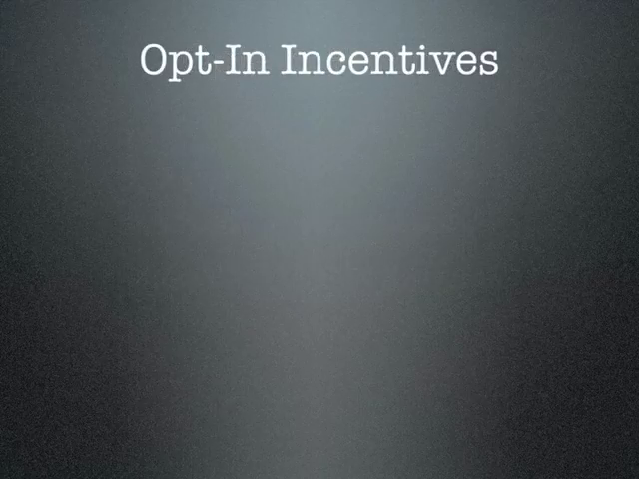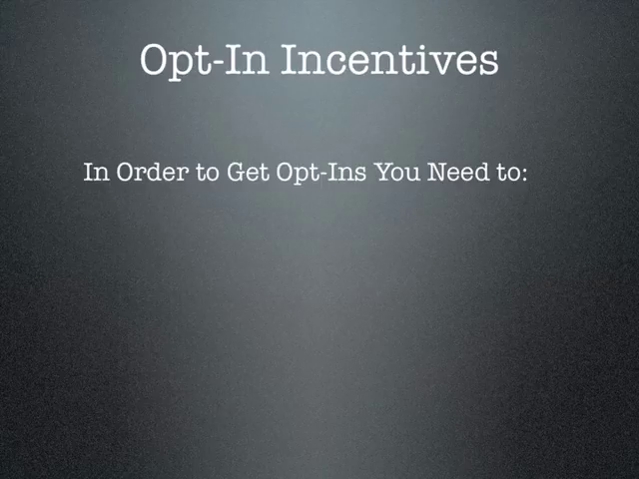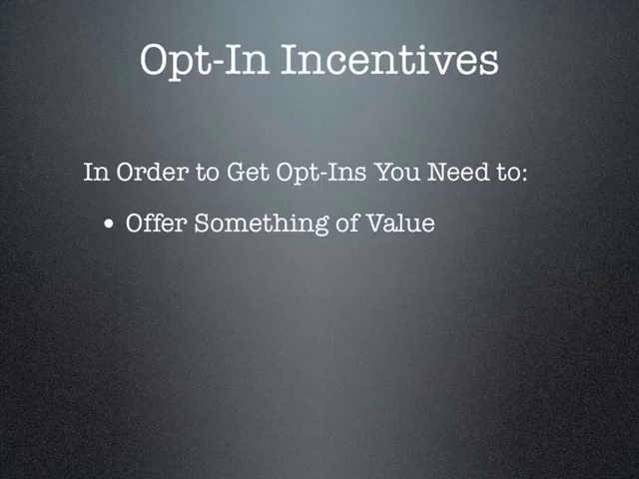So let's look at those opt-in incentives. Nobody's going to just fill in an email address for nothing. They're going to want something in return for it. In order to get opt-ins, you need to offer something of value. You've got to give them something that they're going to say, yeah, I'm really pleased I opted in. I'm really pleased I entered my email address because I've got this product. I've read it. I've learned a hell of a lot from it. I can now go ahead and do something new to my business, which I wasn't doing before. I read this information or watched this video, whatever it happens to be.